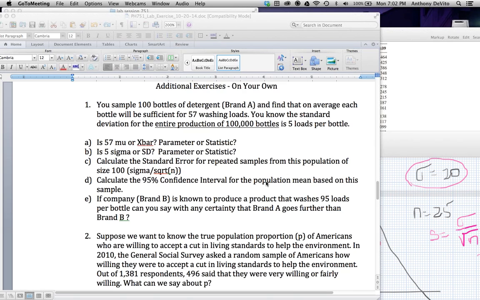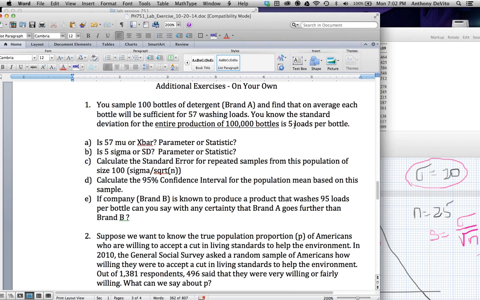Okay, you have a sample of 100 bottles of detergent, and find that on average, each bottle is sufficient for 57 washing loads. The standard deviation for the entire production of 100,000 bottles is 50. That's wrong. That can't be 5. Oh, no, it's 5. That's okay. I'm wrong. The standard deviation for the entire production of 100,000 bottles is 5 loads per bottle.